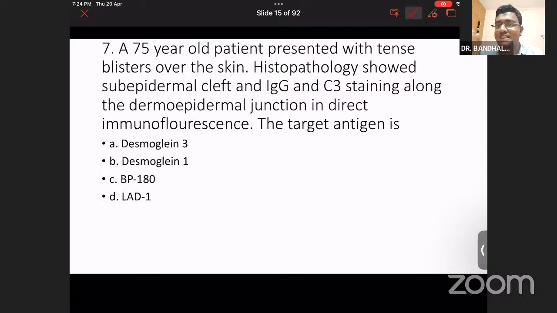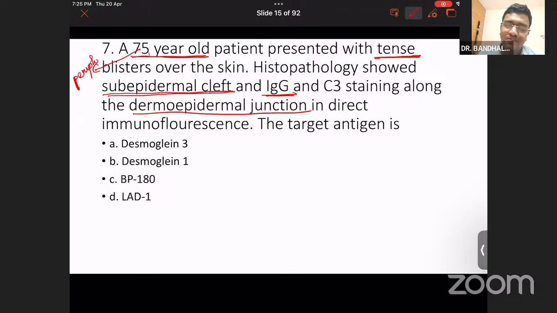Here we have to see the clues. First, the age. It is old age, very old age, 75. With tense blisters, subepidermal cleft with IgG deposits along the dermoepidermal junction. These are the clues. If you see in the old age, pemphigoid group of disorders are more common than pemphigus. Pemphigoid is more common.